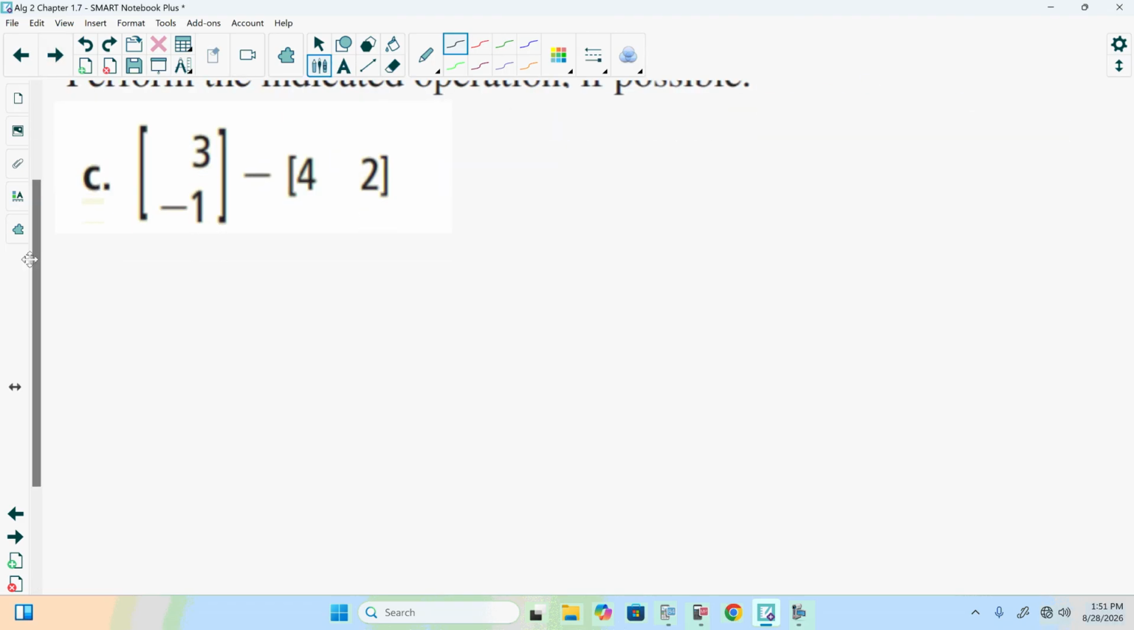This one is not possible because we have a 2 by 1 and a 1 by 2. Not possible. We cannot add or subtract two matrices with different dimensions. Dimensions, when we add or subtract, have to be the same. Interestingly enough, we'll not get to it in this chapter, but we can actually multiply these two together. Dimensions for matrices when multiplying do not have to be the exact same. We will cover that later.